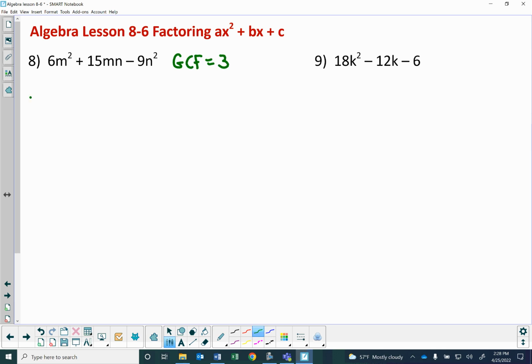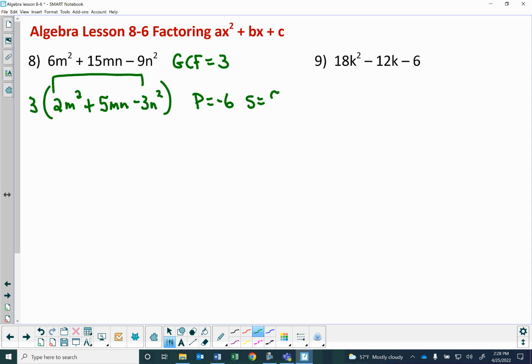So if I divide by 3, 6m squared divided by 3 is 2m squared. 15mn divided by 3 is 5mn. Negative 9n squared divided by 3 is negative 3n squared. So I now need a product of negative 6 and a sum of 5. The only difference now is instead of writing 5 as 5m and something m plus something m, I'm going to do something mn because my middle term is an m and an n.